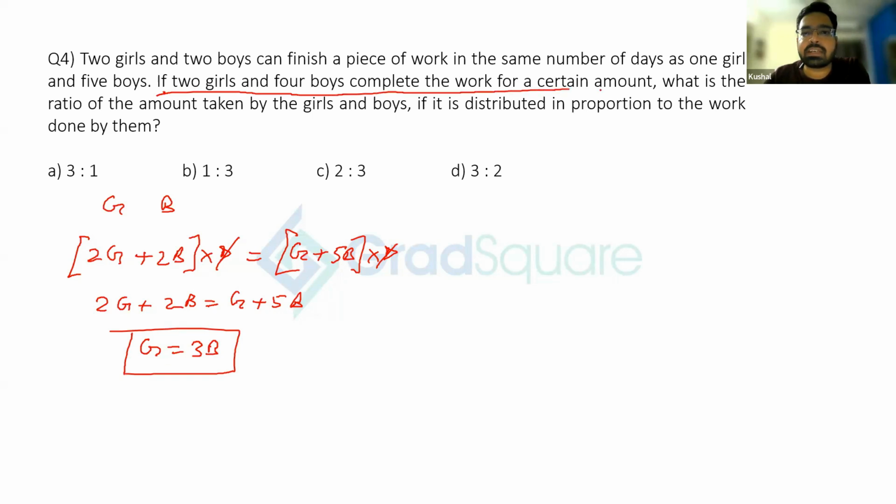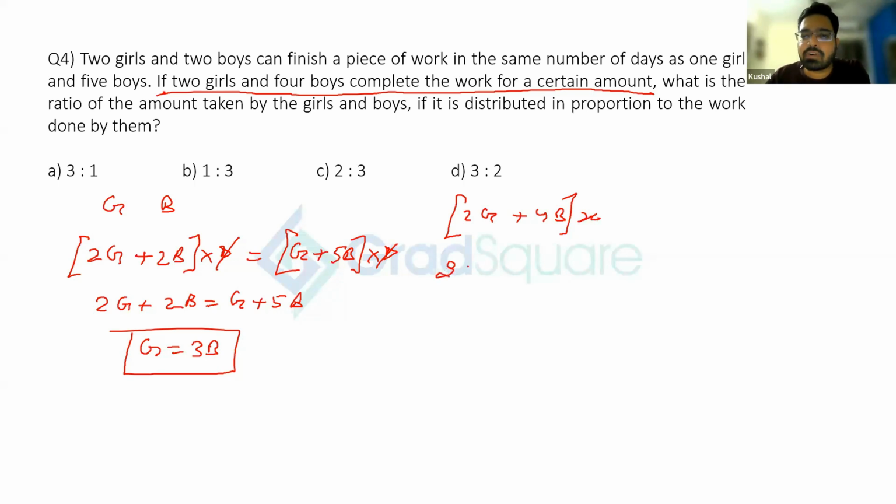If two girls and four boys complete the work for a certain amount, two girls, so that should be 2G as the units done by a group of two girls, and four boys would do 4B units of work together, right? Now, let's say they're finishing the job in X number of days.